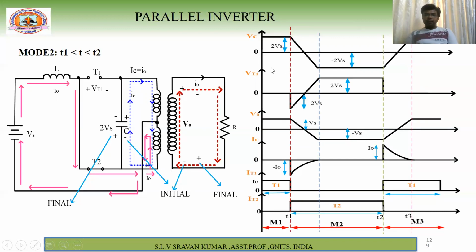Next, coming to VT1. What is VT1? See here, at the instant of this point, your capacitor still has positive voltage, because the capacitor does not allow sudden changes in voltage.